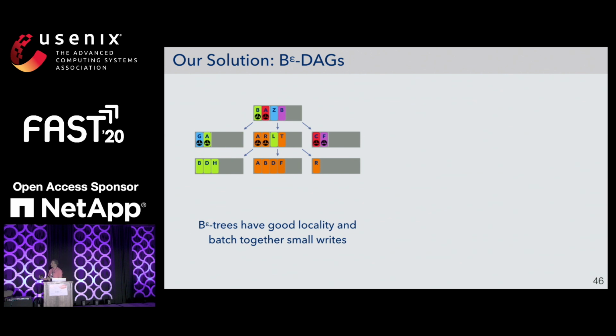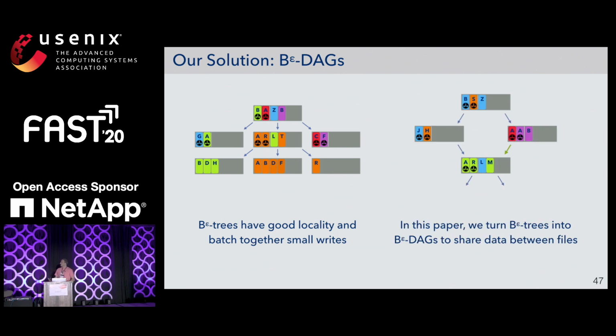So the insight for why this works is that B epsilon trees have good locality and batch together small writes. And we want to use this batching together of small writes to avoid breaking sharing between data blocks, between copies. So in this paper, we turned B epsilon trees into B epsilon DAGs to share data between files while maintaining all the good properties that we get with B epsilon trees.